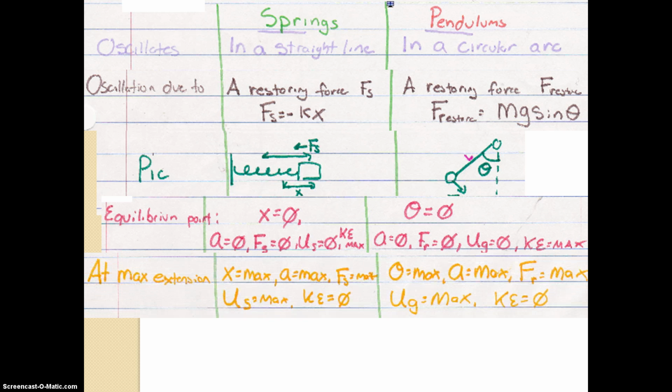At the max extension, when the spring is furthest from equilibrium, we have the most x distance, we have the most acceleration because of the most force, we have the most energy in the spring, and we have no velocity or kinetic energy. At the max extension here, which is when it's at its highest point, the angles are the biggest. You also have the most acceleration due to the restoring force. You have the most gravitational potential energy, and you have no kinetic energy.